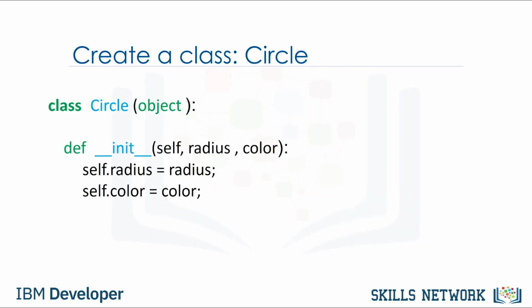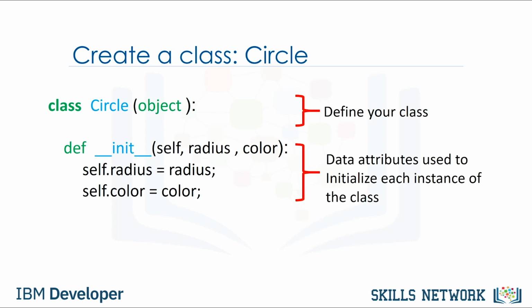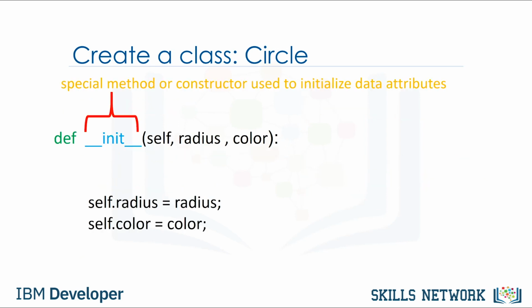Let us continue building the circle class in Python. We define our class. We then initialize each instance of the class with data attributes, radius, and color using the class constructor. The function init is a constructor. It's a special function that tells Python you are making a new class.